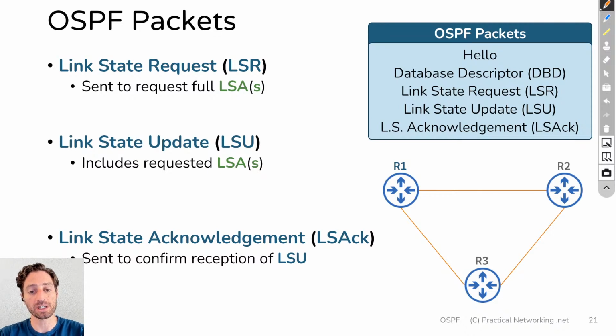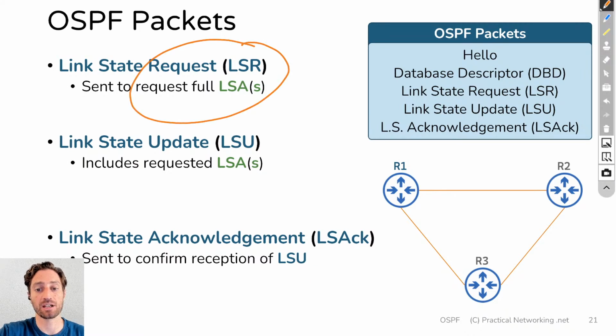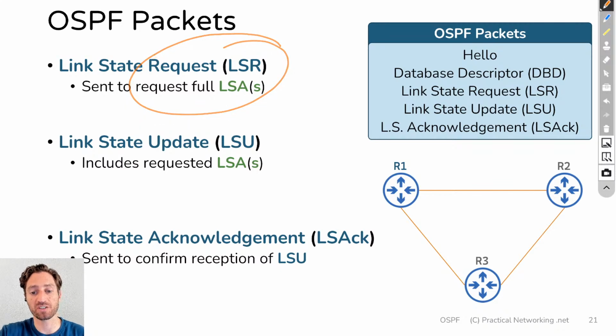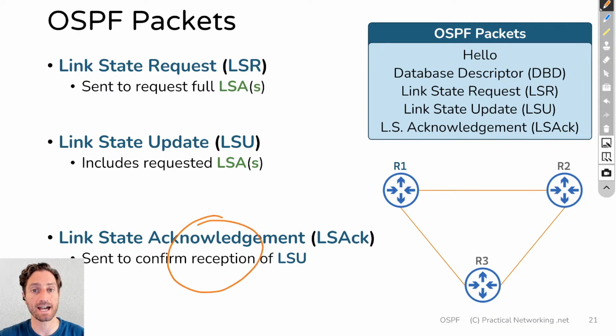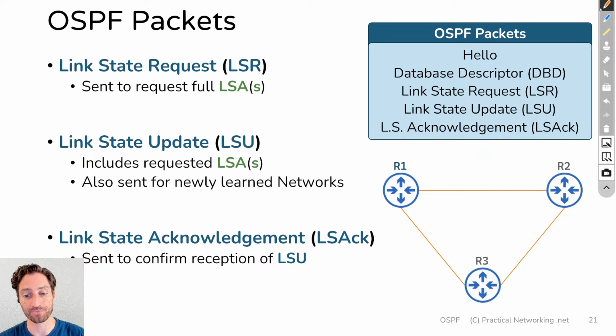So make sure you see the reliability that OSPF is using here. An LSR is sent, and a router knows that the LSR is received because it'll then receive an LSU. And then a router knows that an LSU is received because it'll then receive an LSAC. So notice that there's intrinsic reliability to OSPF and how the packets are shared. We'll explore that more fully later.